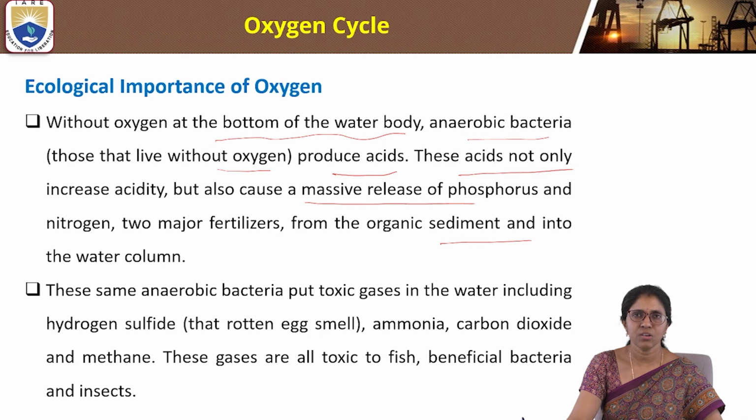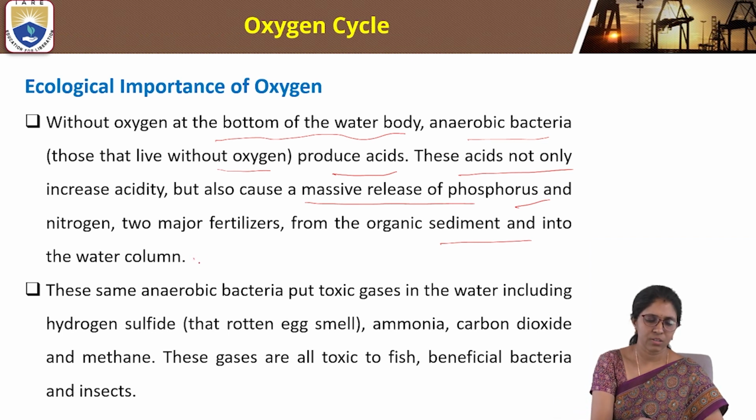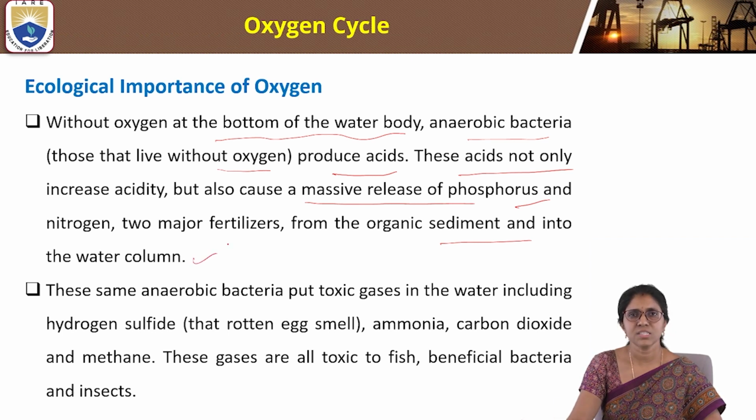Without oxygen at the bottom of a water body, anaerobic bacteria produce acids, and these acids not only increase the acidity but also cause a massive release of phosphorus and nitrogen, which are used as two major fertilizers, from the organic sediment into the water column. These same anaerobic bacteria also put toxic gases in the water.